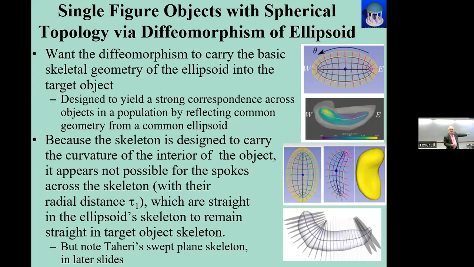And thus, this problem that I've just talked about is solved here, meaning that straight spokes in the ellipsoid can still now go into straight spokes in this swept plane idea. And straight spokes from the skeleton go onto straight spokes. And so we can make our diffeomorphism satisfy all the things that we want. We're designed for it. Okay. We'll talk more about Harry's method later.